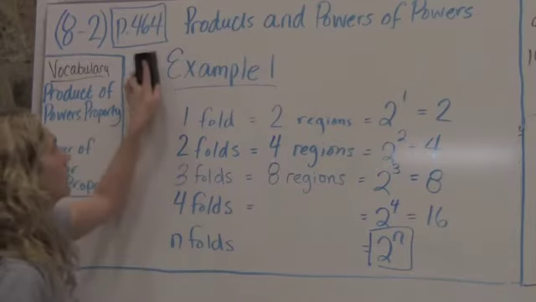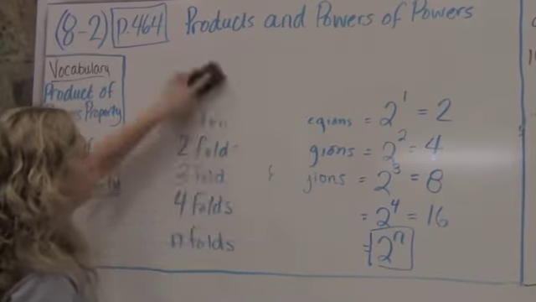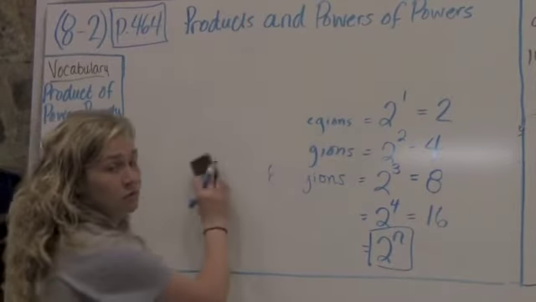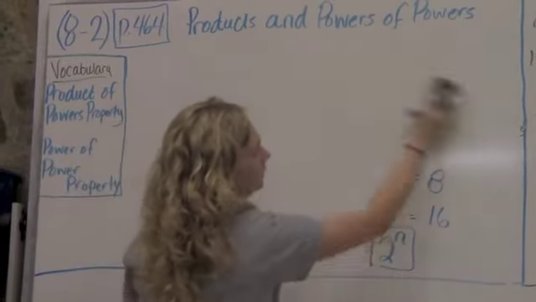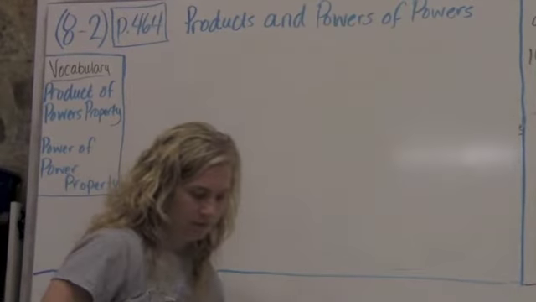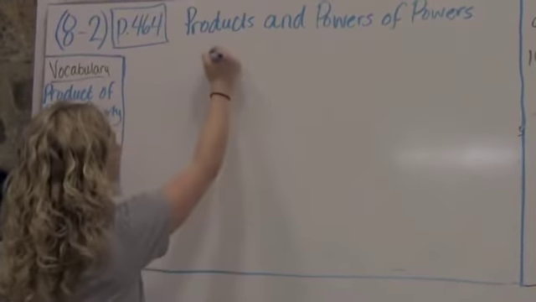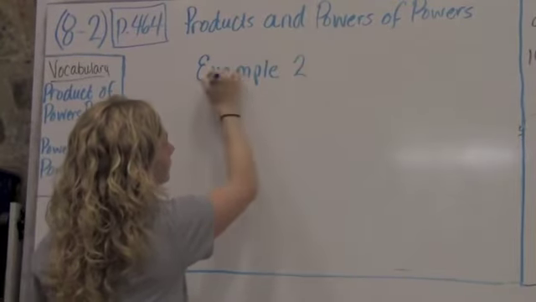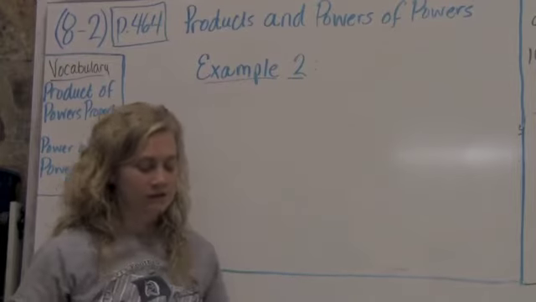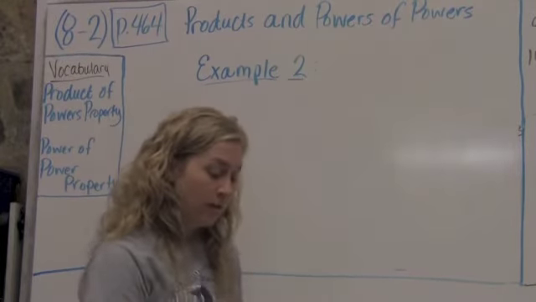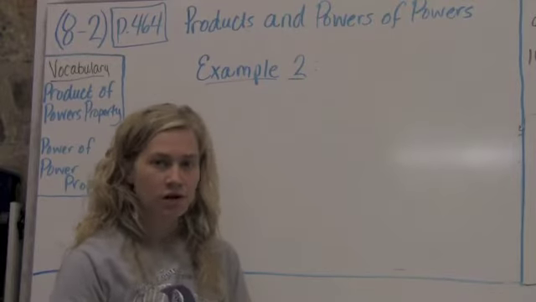Now, that only works when you have powers with the same base. In example 2, if you'll follow along with me, on page 466, on example 2, you can see that you are multiplying powers again, but they aren't all of the same base.